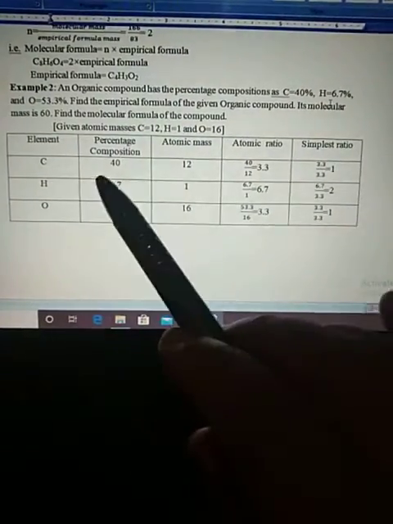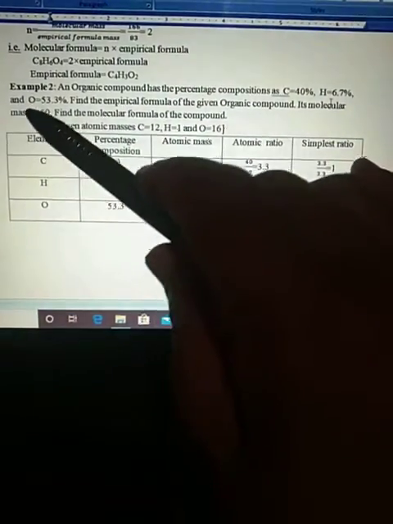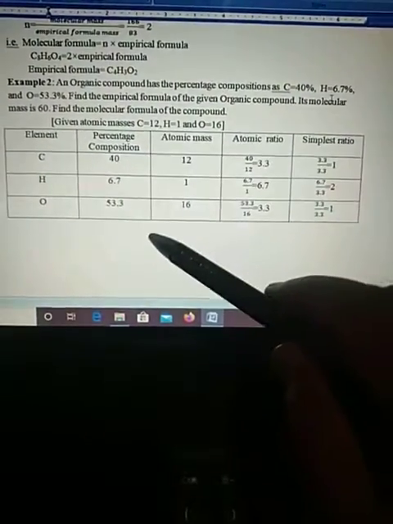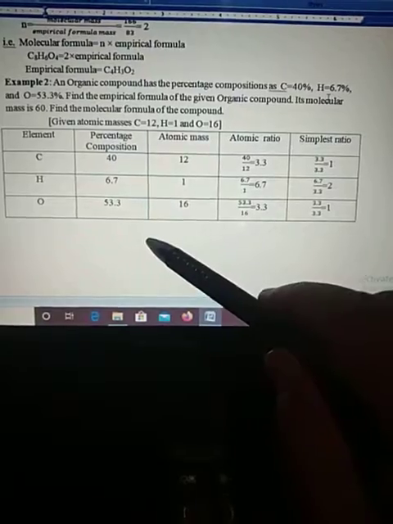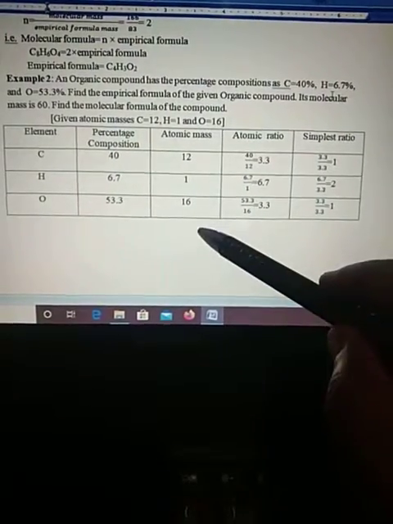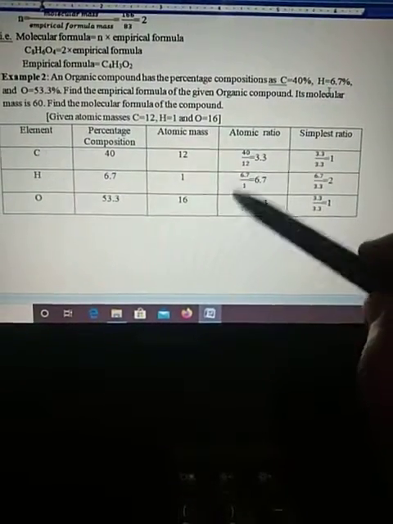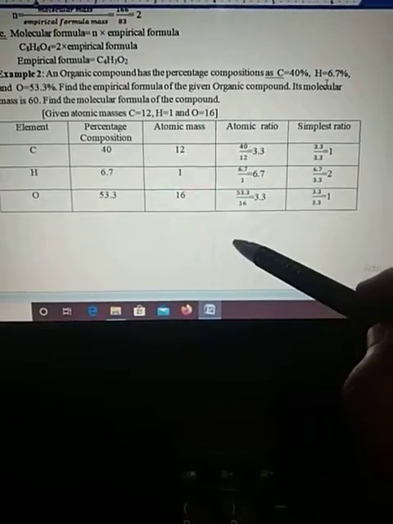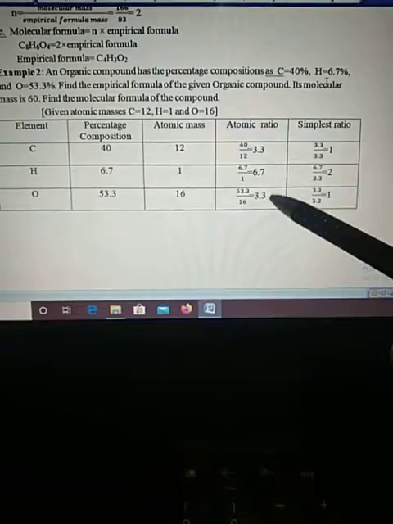We'll first make a table, and in the first column we'll write down the name of the element. In the second we'll write down its percentage composition that is given. Then in the third we'll write atomic masses. Then the atomic ratio can be found by dividing percentage composition by its atomic mass. So you'll get these values.